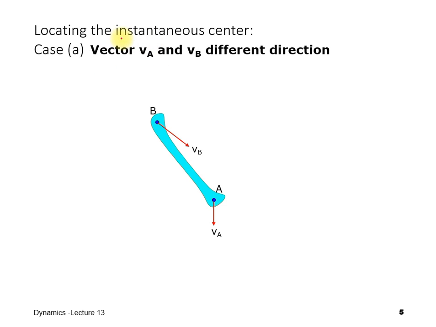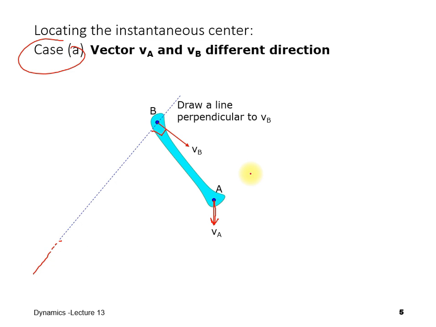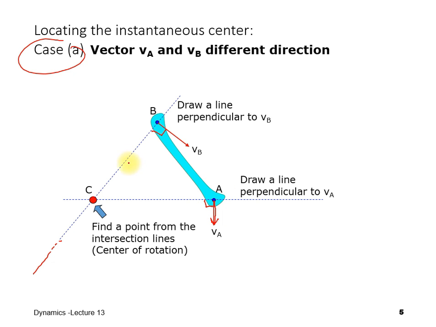Alright, so let's see how to locate the instantaneous center for case A. This is the vector VA pointing downward, and this is the vector VB pointing in this direction. In order to locate the instantaneous center of zero velocity, what you need to do is draw a line perpendicular to VB. Perpendicular to VB means 90 degrees from the velocity, and draw it all along the way. The second one is to draw a line perpendicular to VA. So this is the second line, and then the intersection of the lines, at point C, is the instantaneous center of zero velocity.